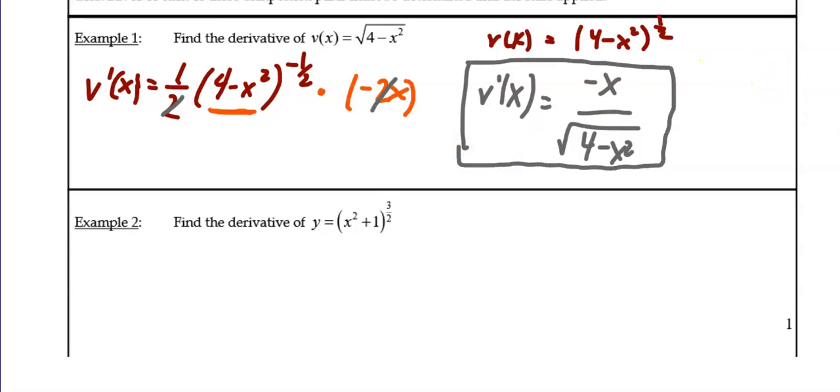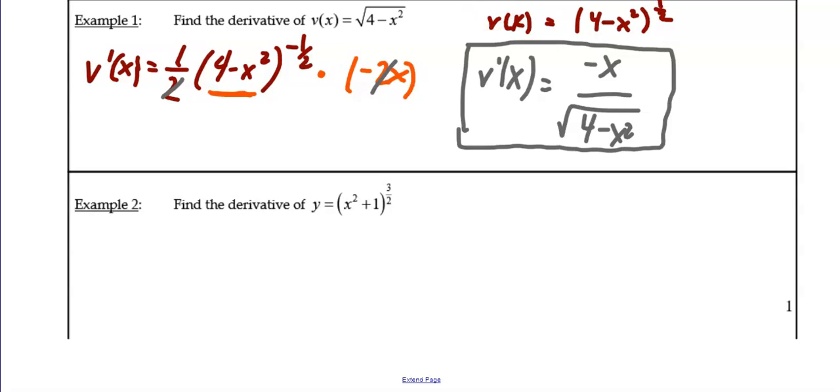All right, so let's do this next example. And I encourage you guys to pause the video if you need to and see if you can do it before I do, and then play the video and see if you get the answer right.